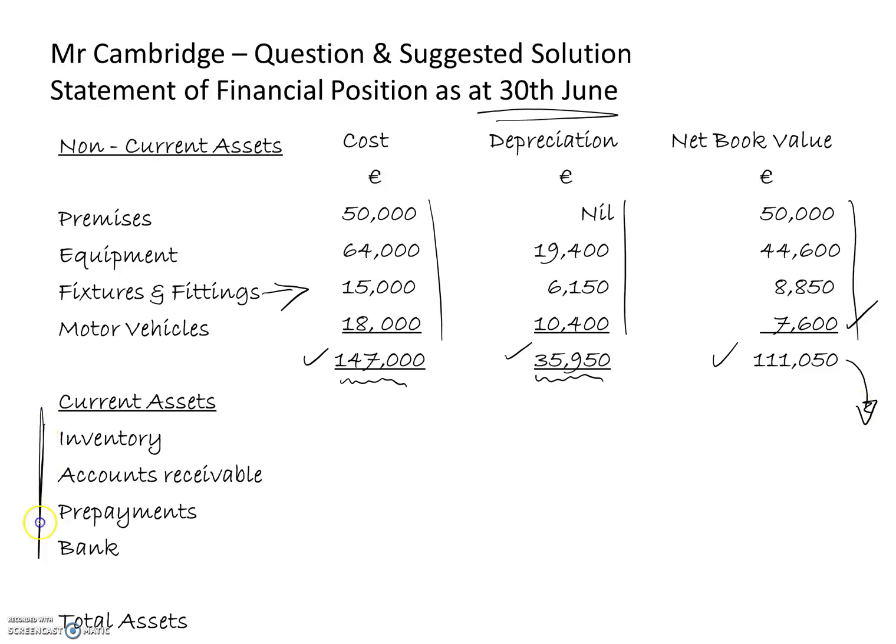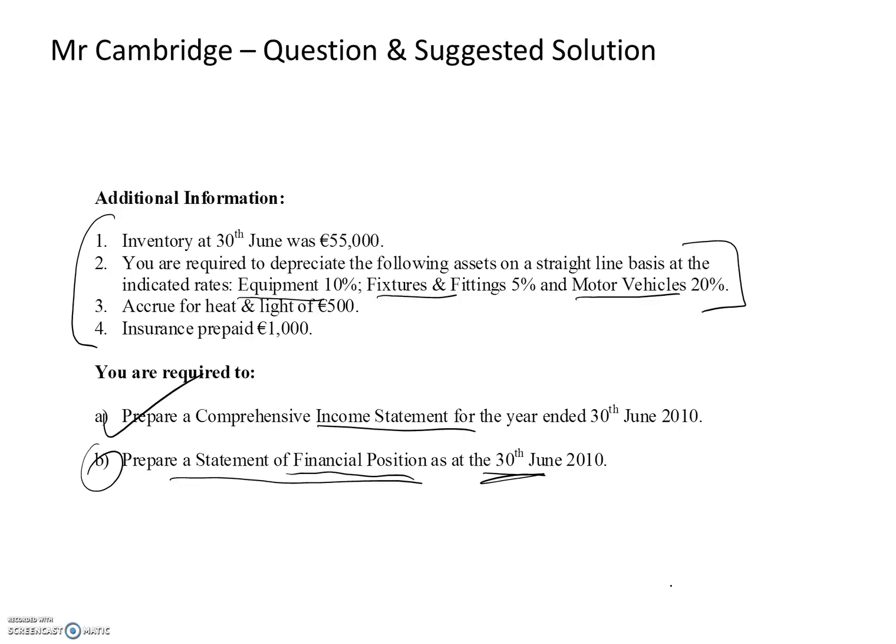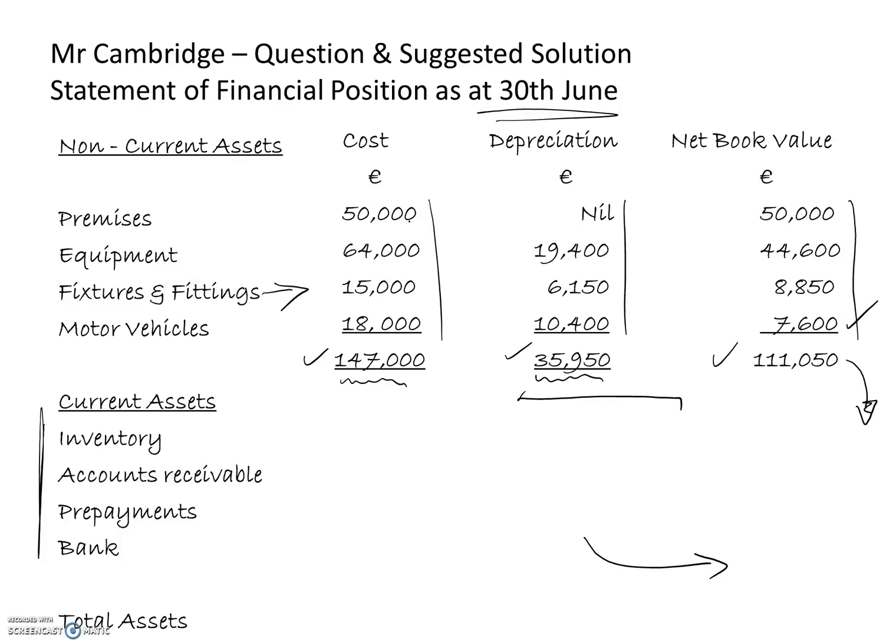Now I'll pop in the rest of my assets, my current assets, and what I'll do is I will add them up in this column here, and then when I have them all done, I'll bring the total out and line it up underneath the net book value of my non-current assets. The inventory figure, well, let's just have a quick look at that. It's the closing inventory, so it's the figure from the additional information. So I'll pop that in there. The accounts receivable, well, that's straight from the trial balance. So I'll pop that in there.